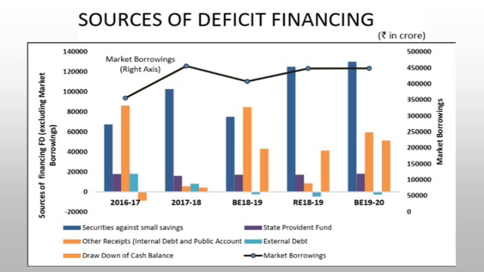Sources of deficit financing. You will get a question: arrange the following in ascending or descending order according to their contribution to the borrowings. Anything is possible.